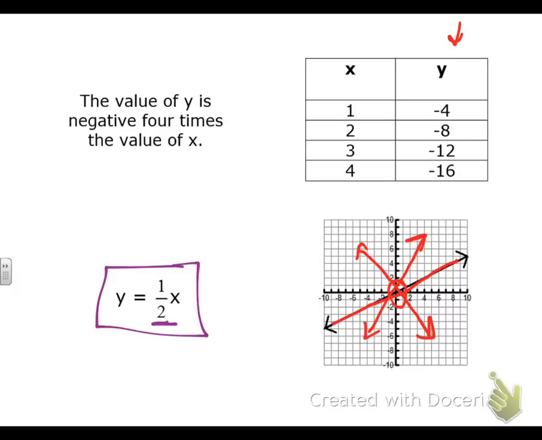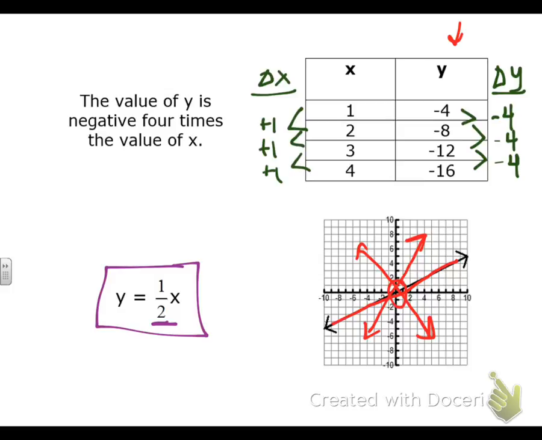If we're looking up at our table, now I want to check the same thing I checked last time: my delta y, or my change in y, and my delta x, my change in x. For multiplicative, these are going to be different. So from -4 to -8, I subtracted 4. -8 to -12, subtract 4. -12 to -16, subtract 4. 1 to 2, plus 1. 2 to 3, plus 1. 3 to 4, plus 1. If we notice here, my delta y and delta x are different. That's how I know it's multiplicative. So additive, they're the same. Multiplicative, they're going to be different.